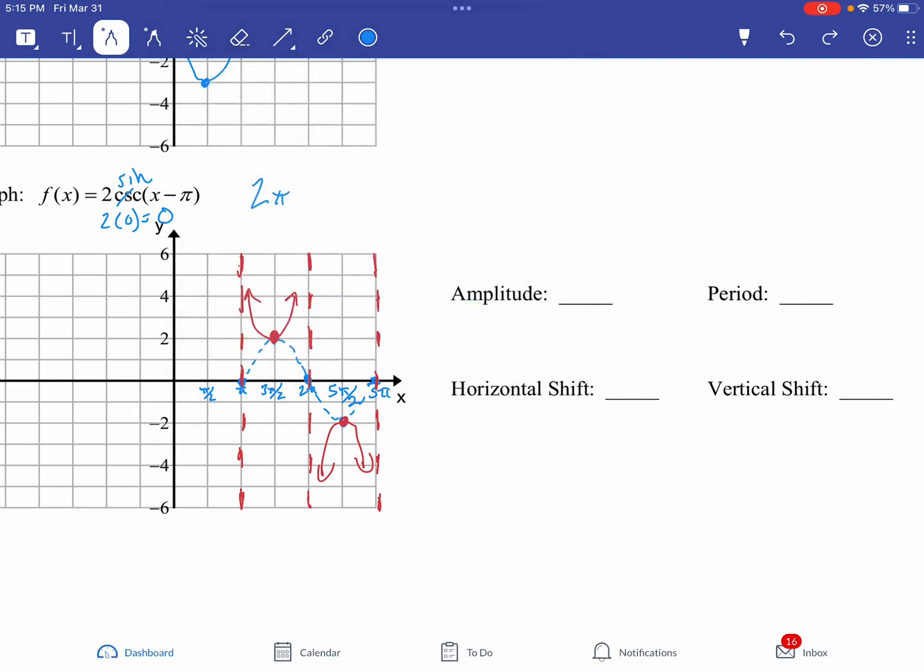Gotta go back to blue. Amplitude was 2, period is 2 pi. The horizontal shift is to the right by pi, and there was no vertical shift.